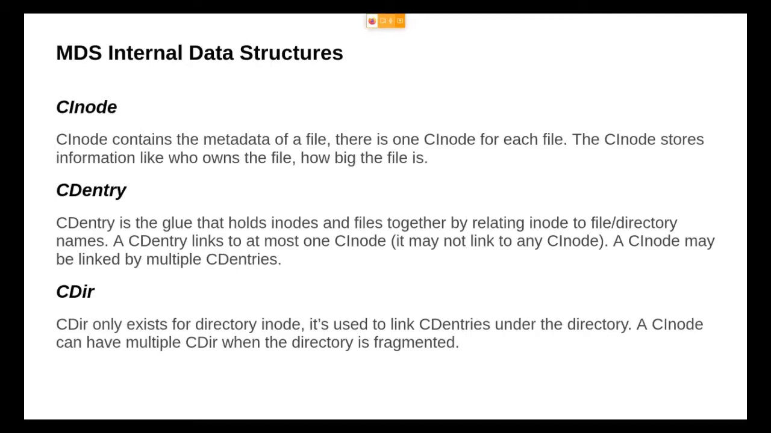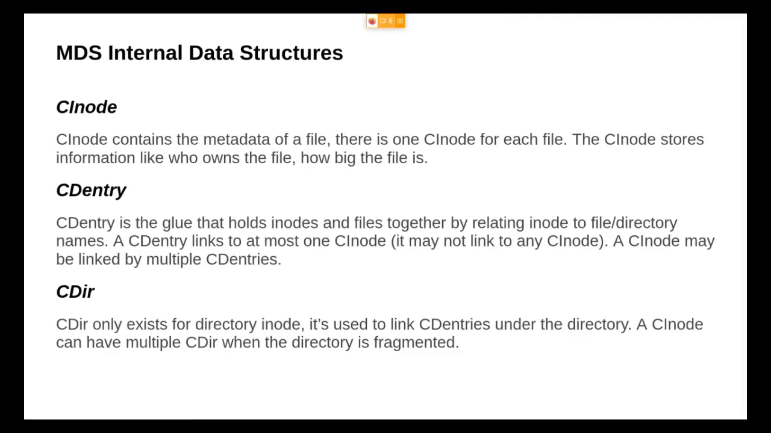As you can see, the CDentry links at most one CInode, and an inode can be linked to multiple entries. That is the use case with respect to hard links. When hard links are involved, we'll have a single inode linked to multiple entries.